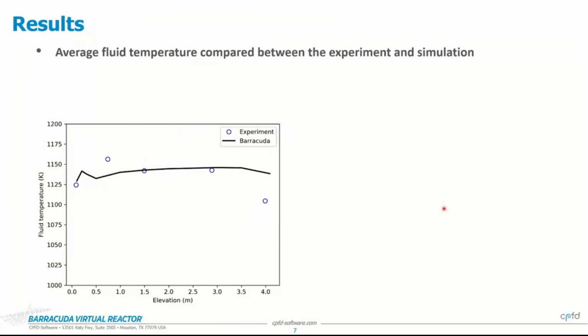First thing is a numerical validation. What I'm showing here is the average fluid temperature along the height of the riser. The black line is the results from Barracuda, and the blue circles are from the experiment. The first thing we do is compare how the temperature variation looks along the height of the reactor, and we see quite a decent match between the experiment and the simulation here.